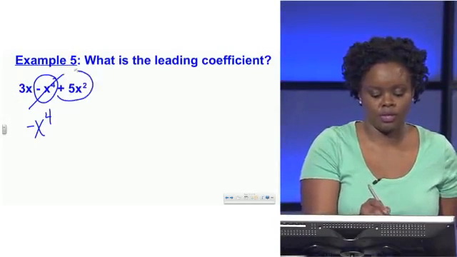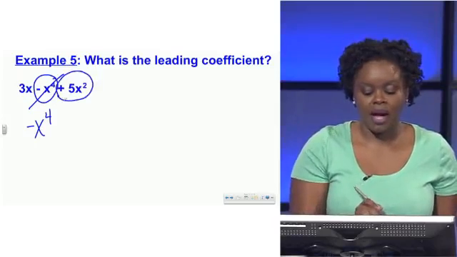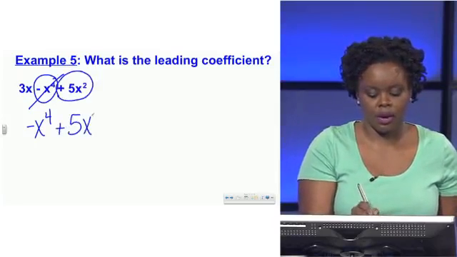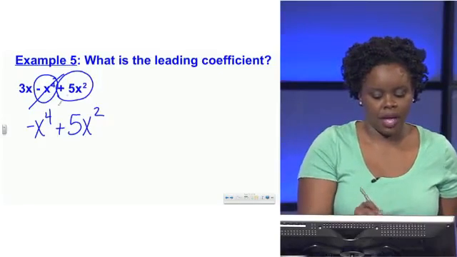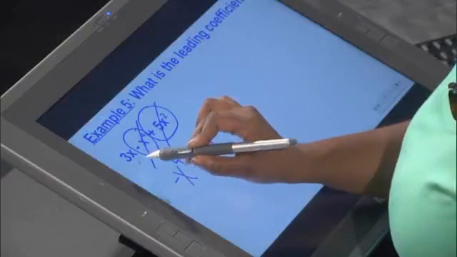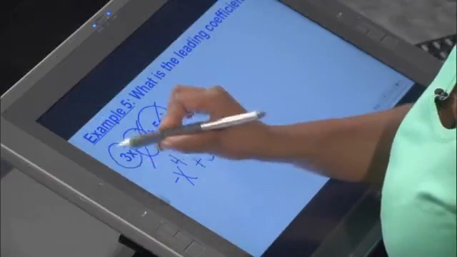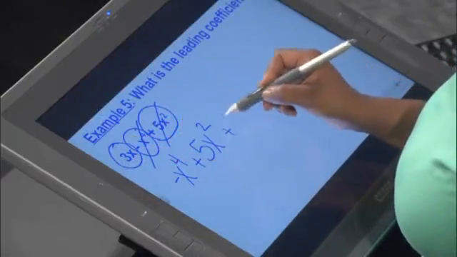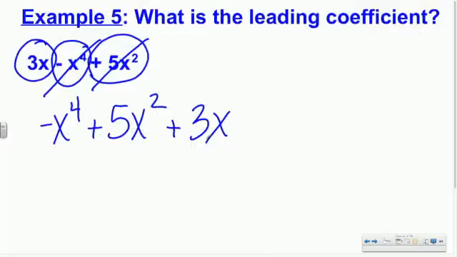And it's attached to this term right here. So that's a positive 5x squared. So plus 5x squared. Handled that. And then my last term is this 3x. And there's no sign out front of it, so that tells me it's positive. So I can write that as plus 3x.